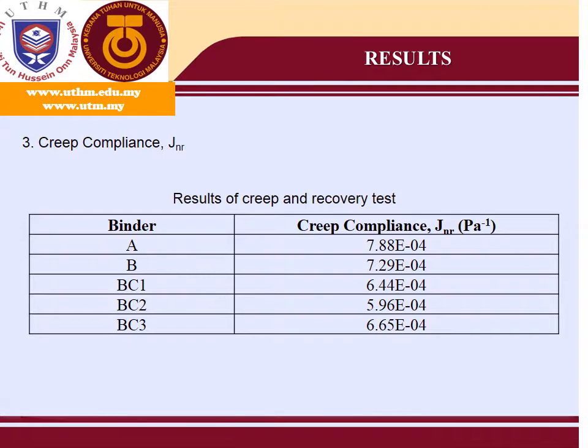The last parameter is creep compliance. Creep compliance is usually used as a deformation indicator in creep tests. The lower value of creep compliance indicates higher rutting resistance. It was found that the warm asphalt additive improves the deformation resistance of aged binder containing waste engine oil. The lowest creep compliance was recorded by BC2. Meanwhile, binder A showed the higher creep compliance.